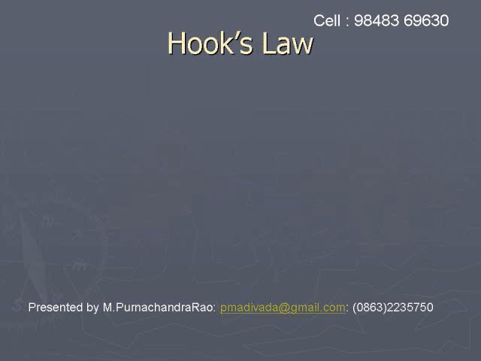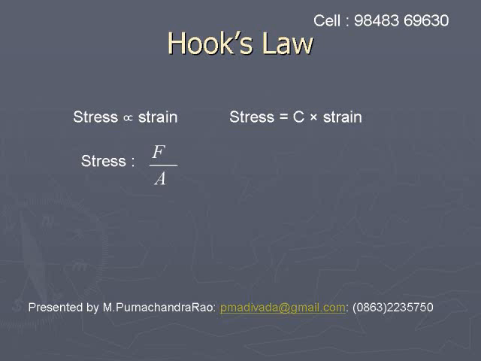Hooke's law. According to this law, stress is proportional to strain, or stress is equal to some constant C into strain. Stress is normal force by area. Strain is e by L in the case of longitudinal strain, theta for shearing strain, and delta V by V for bulk strain. Stress is F by A and strain is e by L, theta, or delta V by V.